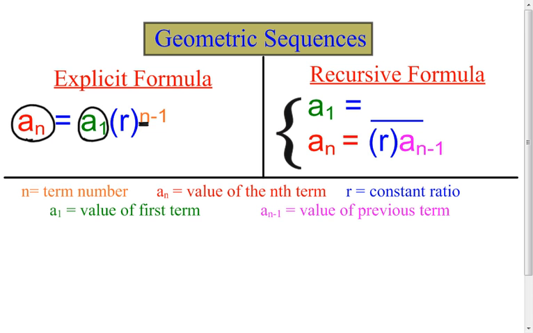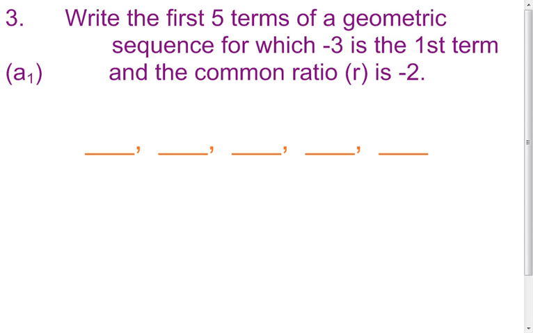So in my sequence, if I have 2, 4, 8, 16, okay, here N would be 4 since it's the 4th number on the list, but then A4 would be 16. Okay, so just be aware of that. And we will use these. And then R is your common ratio, or what you're multiplying by every time. Okay, so here we go.